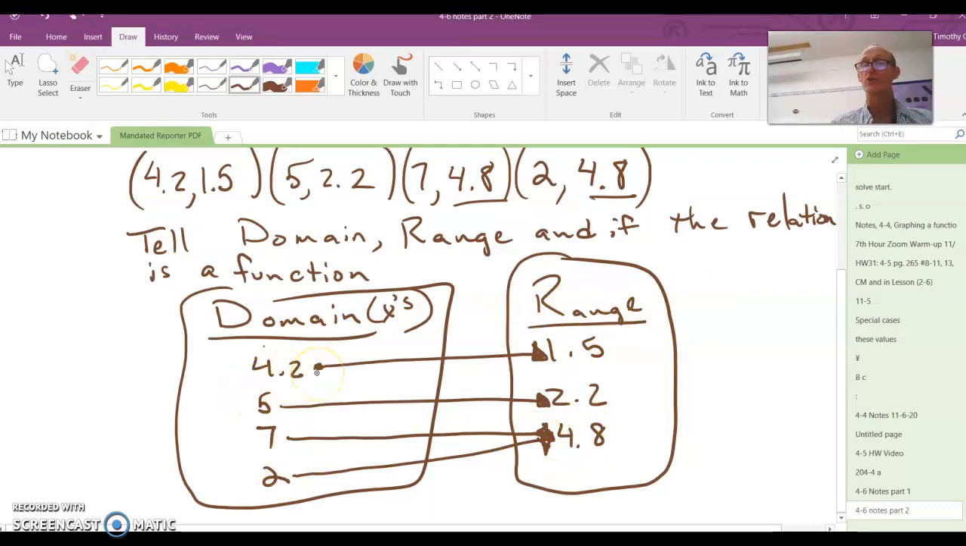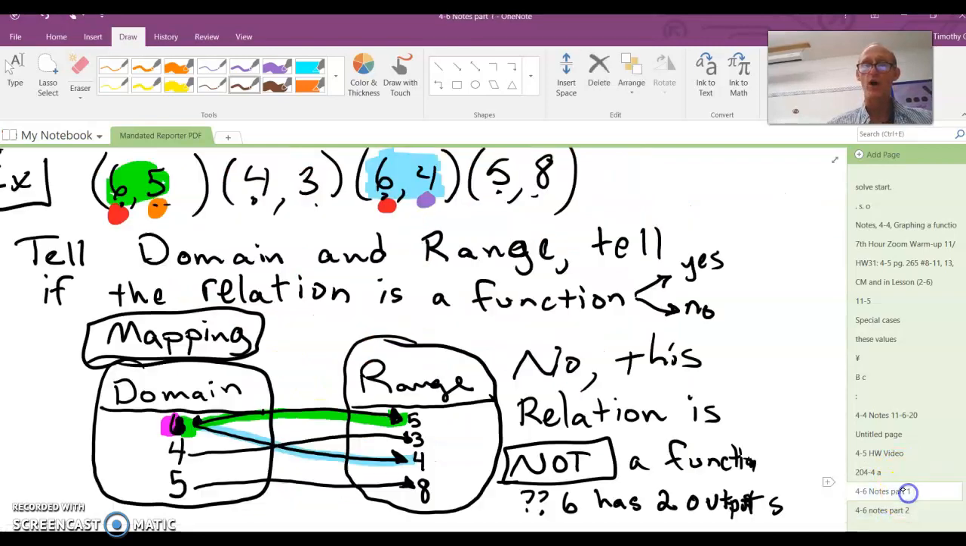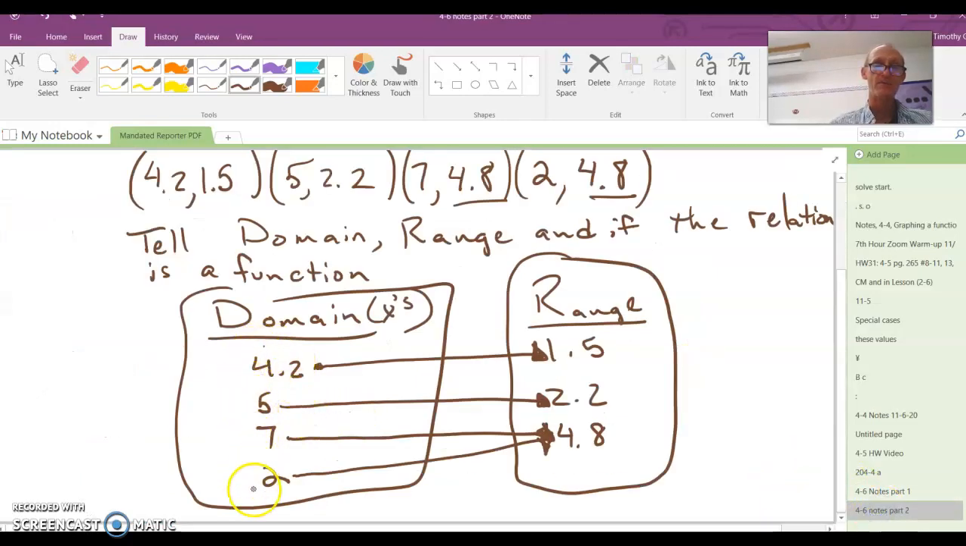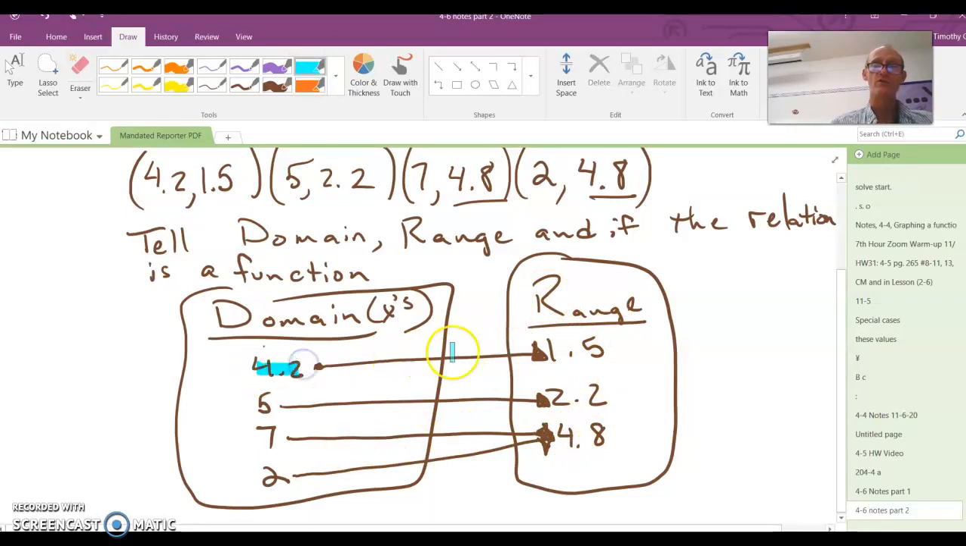And now, is it a function? If you remember from part 1, a function is a relation in which each value in the domain is paired with exactly one value in the range. So is each part of the domain paired with exactly one element in the range? And the answer is yes. 4.2 goes to 1 element, 5 goes to 1 element, 7 goes to 1 element, and 2 goes to 1 element.